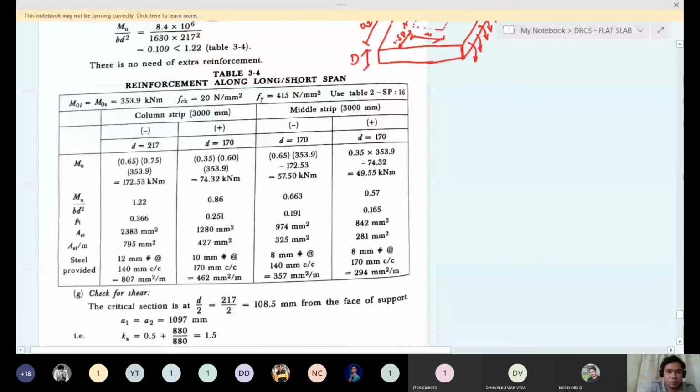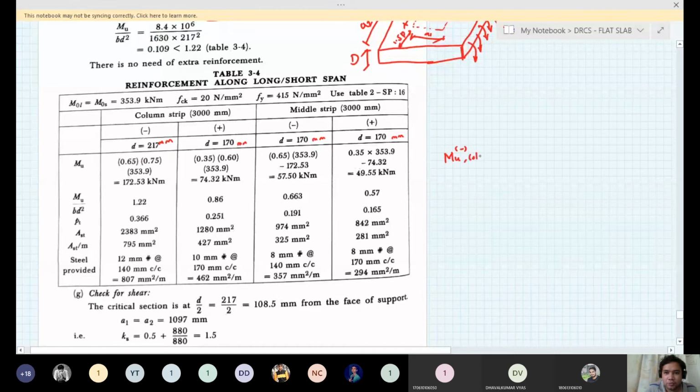and here for long or short both, the table will be the same. Now we have seen that in the column strip the effective depth for negative reinforcement is 217 mm, and this is 170 mm. Now the negative moment in the column strip will be 0.65 into M naught, the total moment.